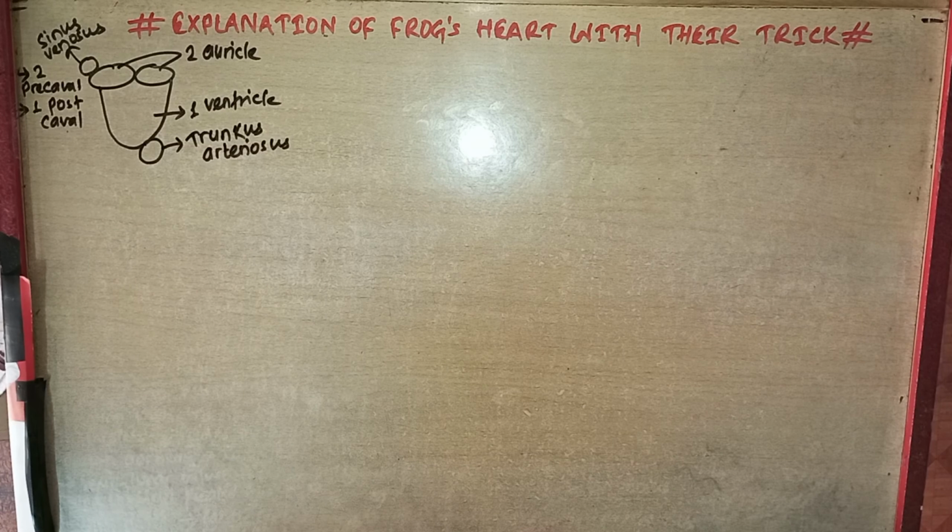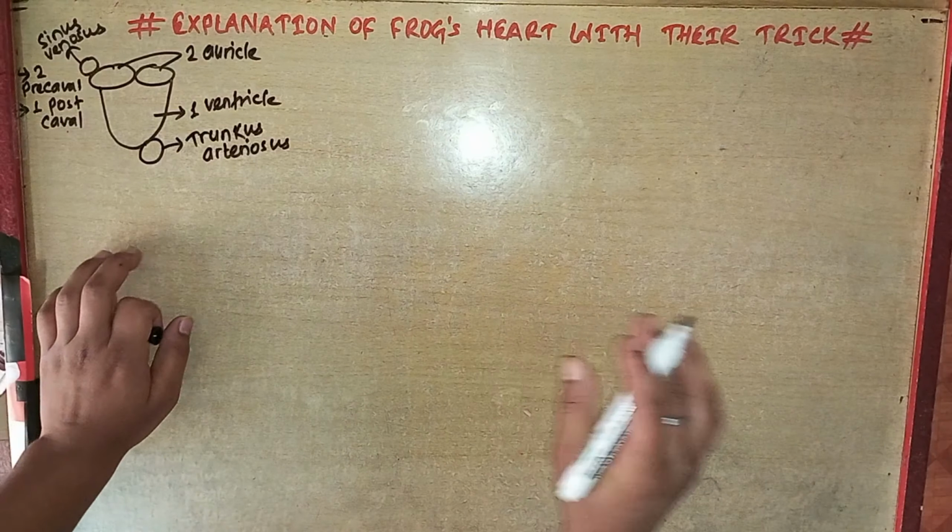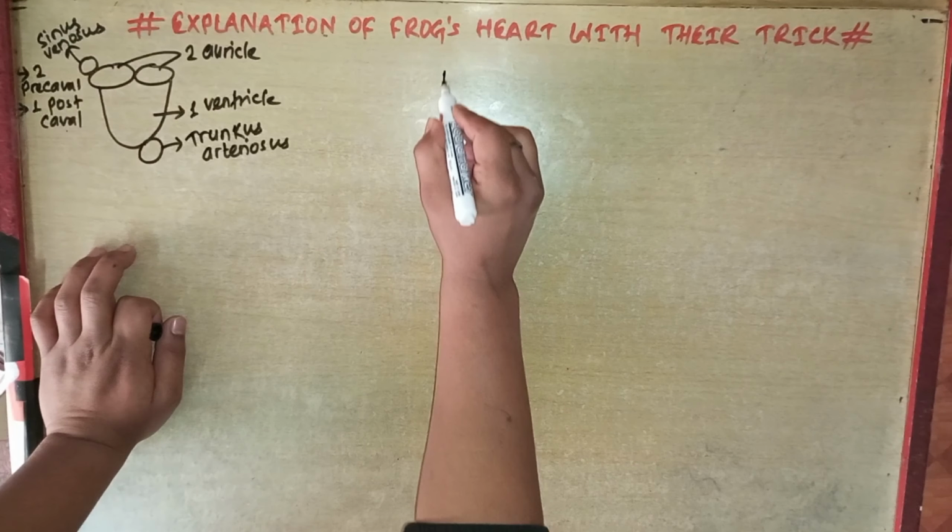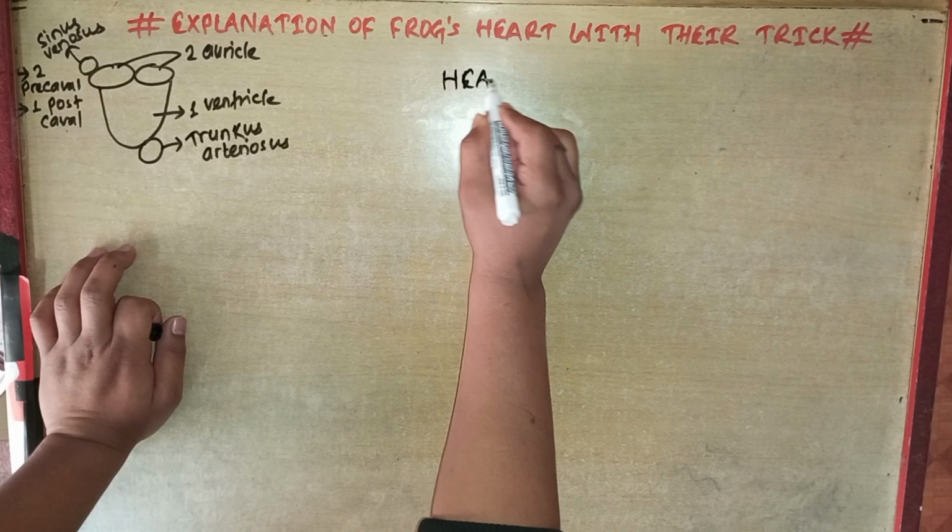And now I will explain all this in a tabular form, and then again I will explain it in a figure so that you can remember all the things for a long period of time. So let's begin with the table first. This is the heart of a frog.